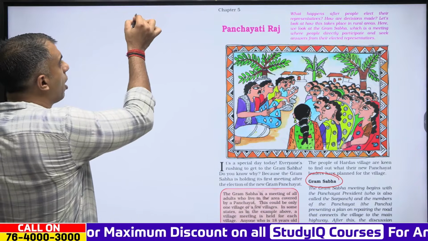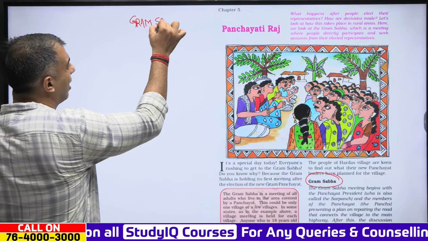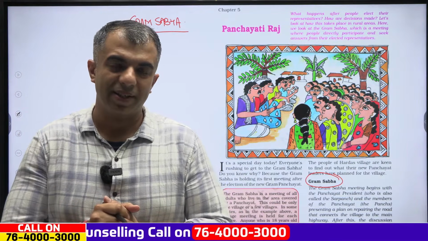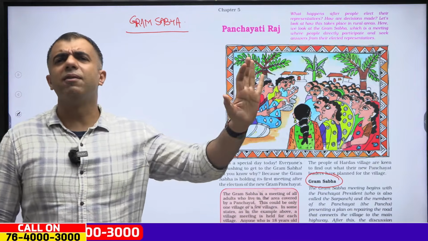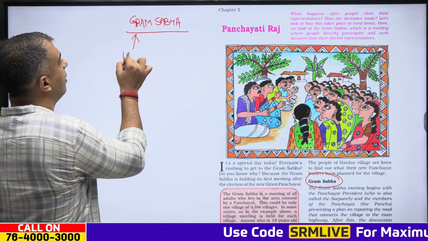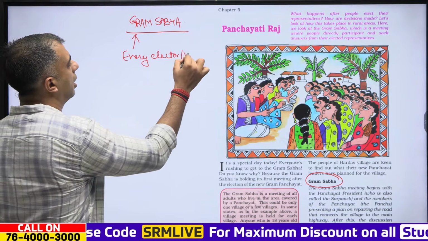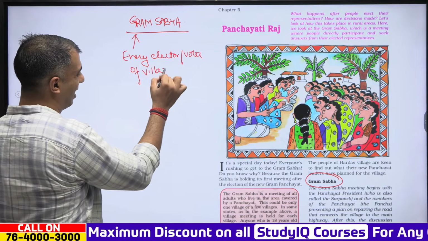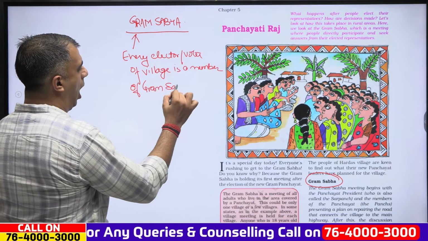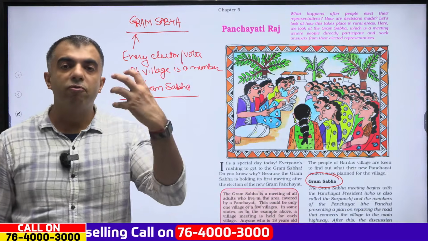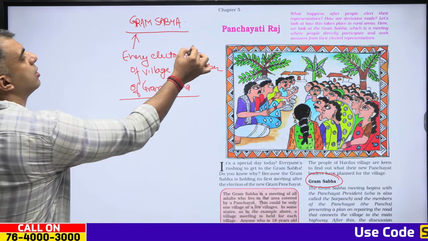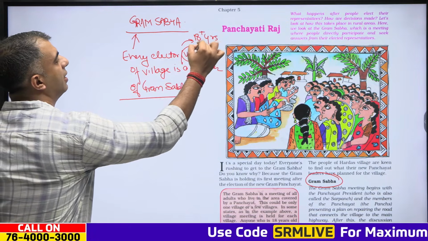When we talk about Panchayat, the Gram Sabha is the unit structure of the Panchayats. In the Gram Sabha, no representative is elected. Every elector of the village, every voter of the village, is a member of the Gram Sabha. It means that everyone who is above the age of 18 years is part of the Gram Sabha.